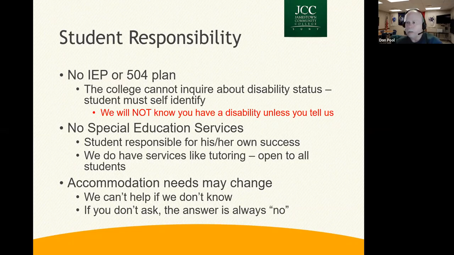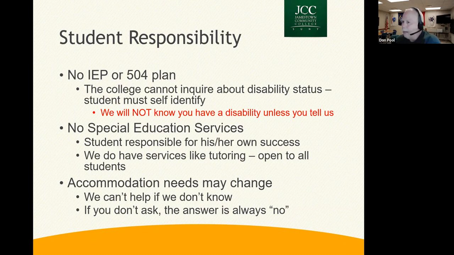On top of that, we have accommodations. They may or may not change depending on your needs, but your needs themselves may change in college. The coursework is different. There's more work done outside the classroom, so we may need to modify your accommodations even from what you had in high school just to overcome your barriers that are in college.